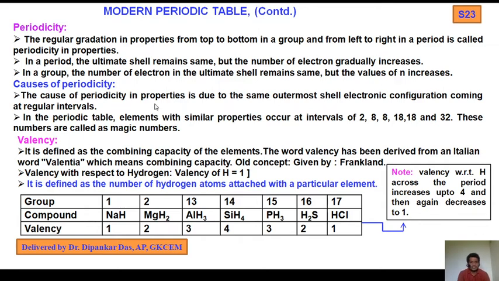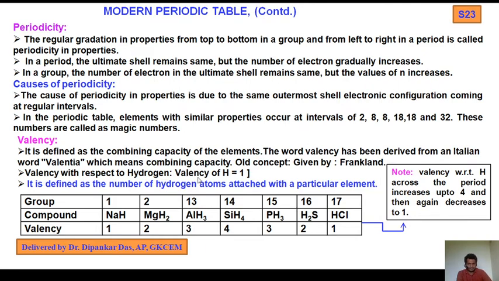The cause of periodicity in properties is the same outermost cell electronic configuration coming at regular intervals. So, the same electronic configuration of the outermost cell. In the periodic table, elements with similar properties occur at intervals of 2, 8, 8, 18, 18 and 32. These numbers are called magic numbers.